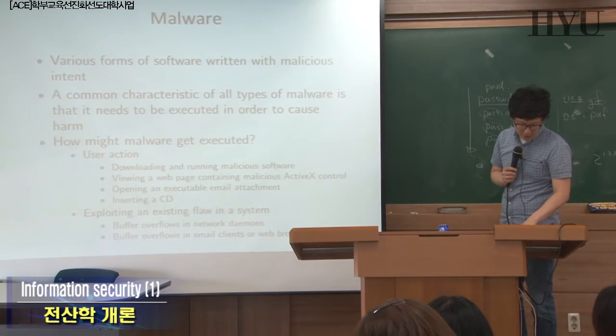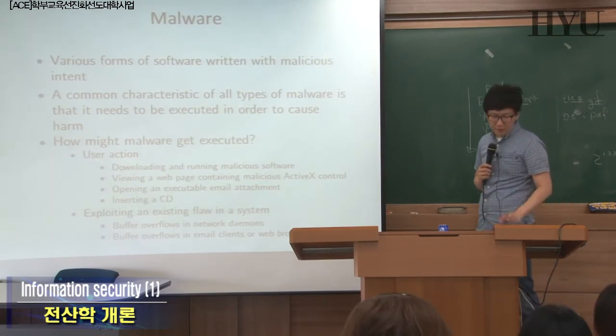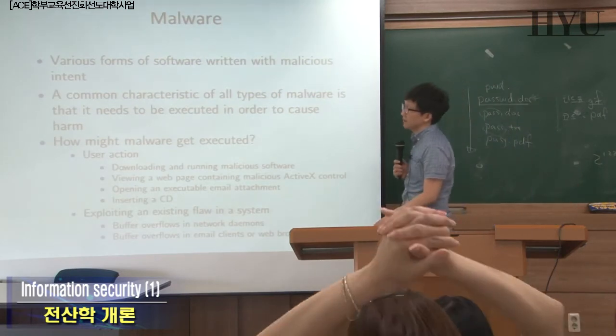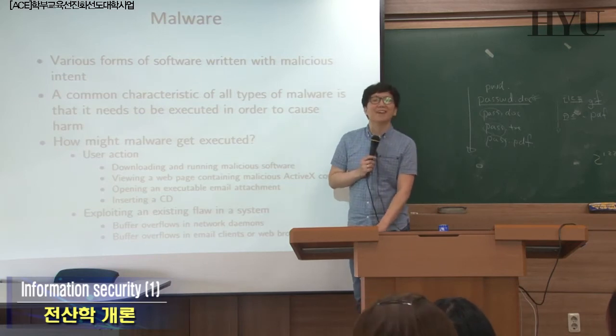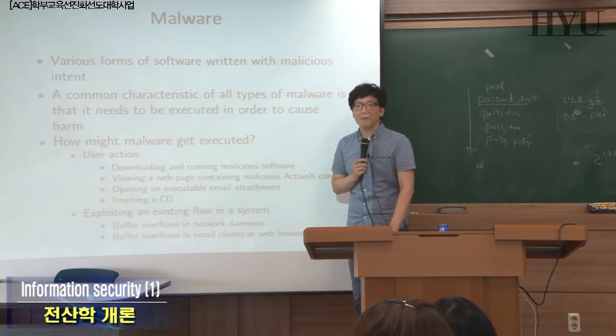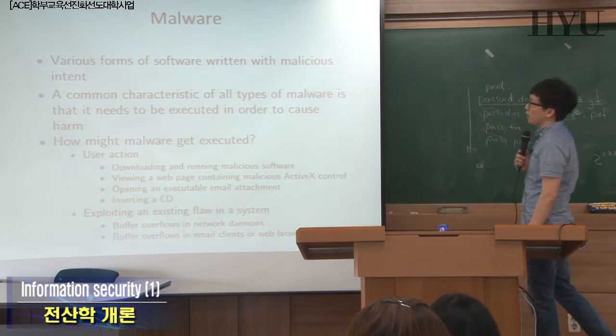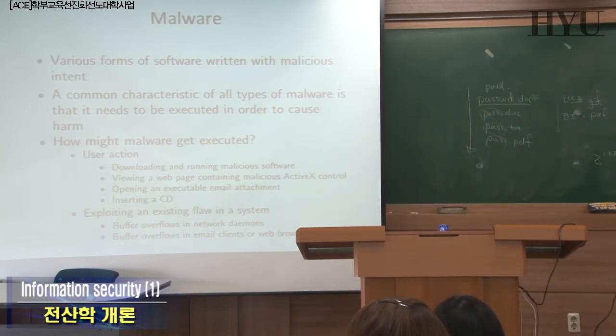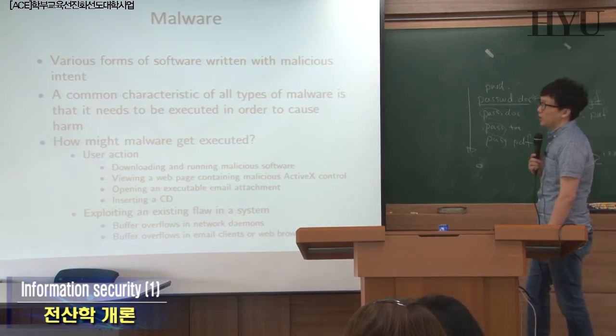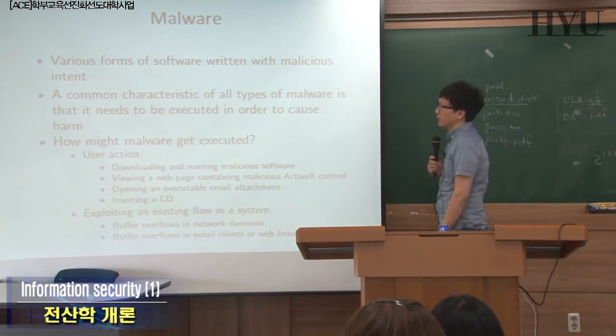Anyway, let me take a look at what malware is. It's various forms of software written for malicious intent. Malicious means something bad. So the program is bad from the beginning. A common characteristic of all types of malware is that it needs to be executed in order to cause harm. How does the malware get executed?